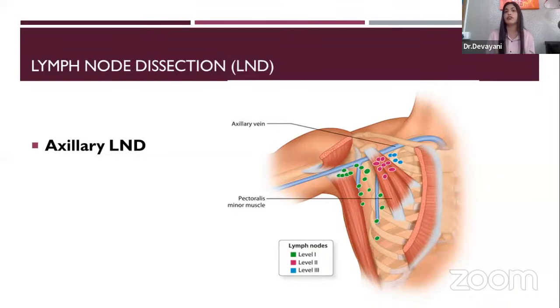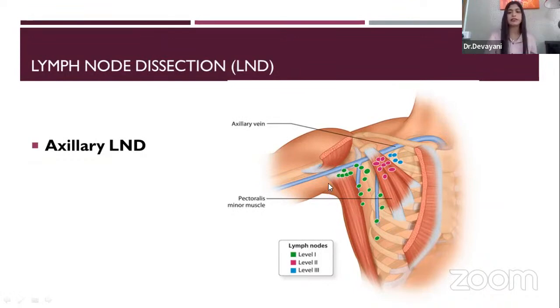are available for you. So in this diagram, we can see there are 3 levels of lymph nodes: level 1, level 2, and level 3. The level 1 lymph nodes are in the axillary region. The level 2 are the interpectoral group of lymph nodes, in the sense that they lie in between the pectoralis major and the pectoralis minor. These are level 2 lymph nodes. And level 3 lymph nodes are the infraclavicular group of lymph nodes.